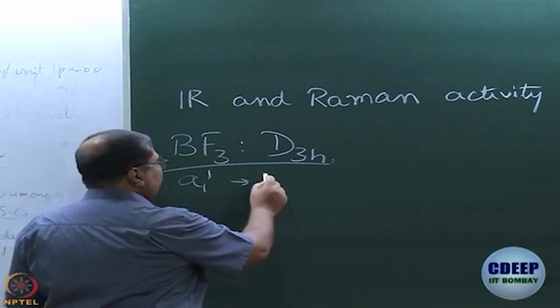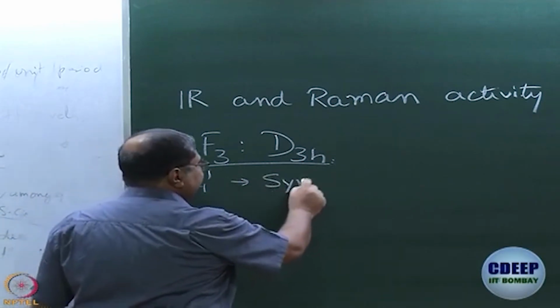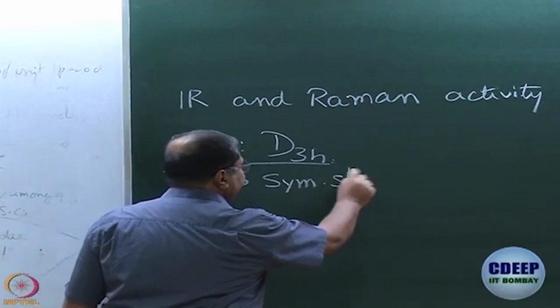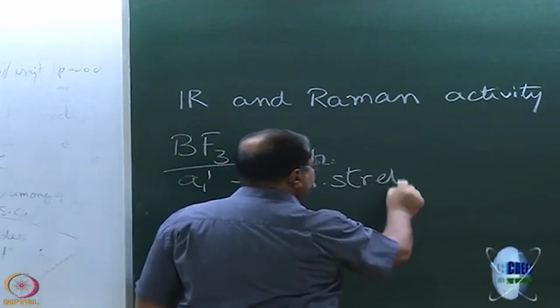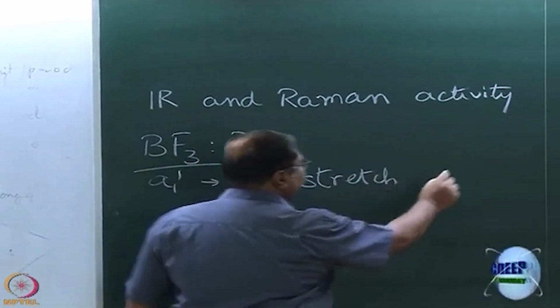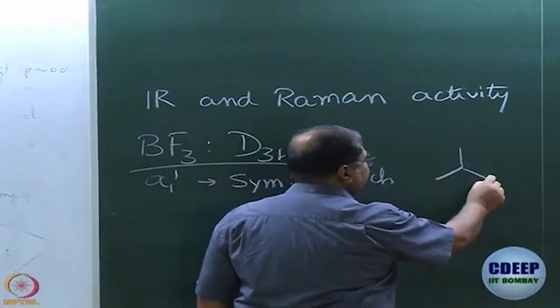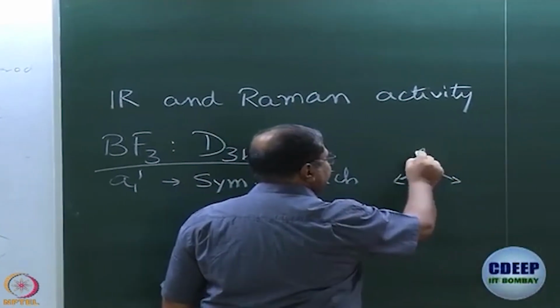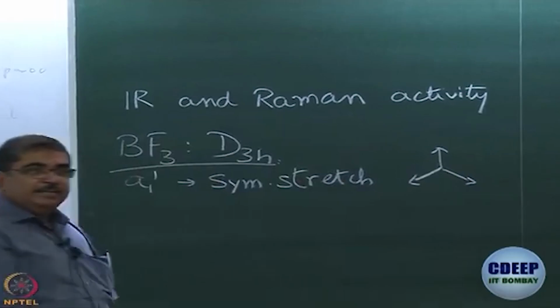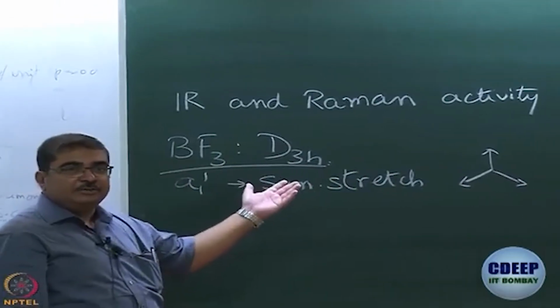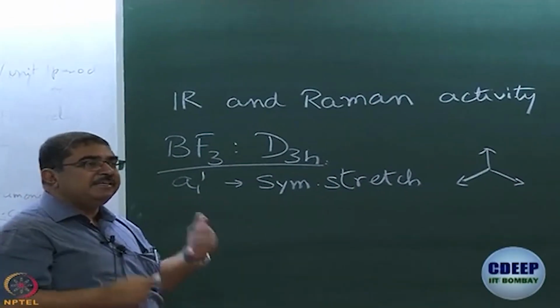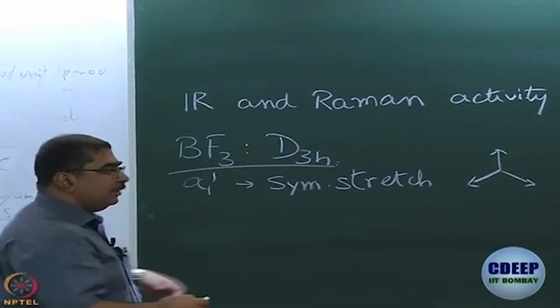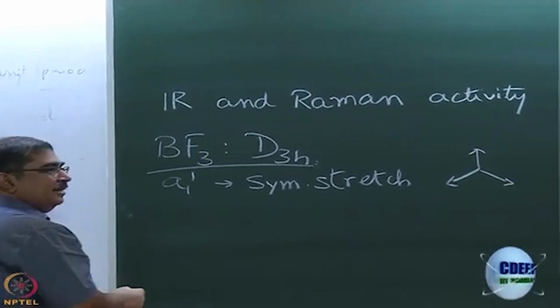What is that A1 dash? We assigned that to symmetric stretch. And we can even draw it. It's something like this. Since it's symmetric stretch, it's not very difficult to draw it. There is no component of bond bend here at all. What was the other one dimensional representation we got?